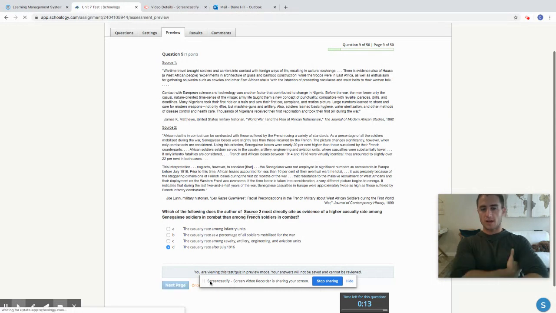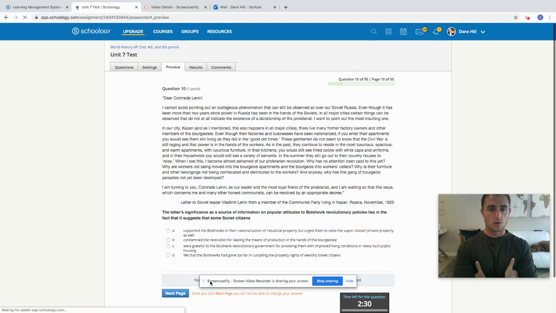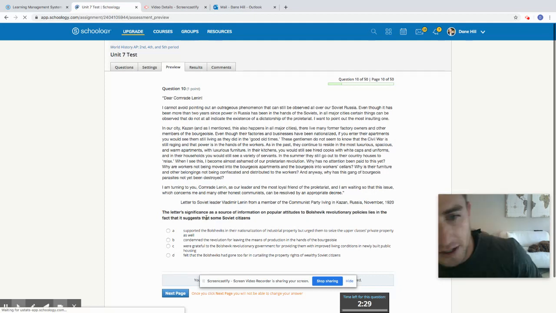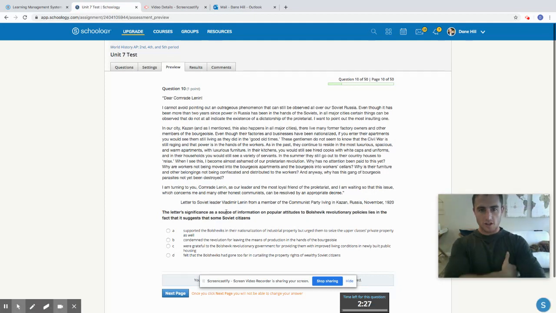Go to the next page. Okay, so, communism right here. It's a letter to Soviet leader Vladimir Lenin from a member of the Communist Party in Russia of 1920. Okay, so we're in our interwar period here, looking at that date, 1920, so we're in between the two wars. And Russia's communist, right? So Russia now is in a transition to complete communism.